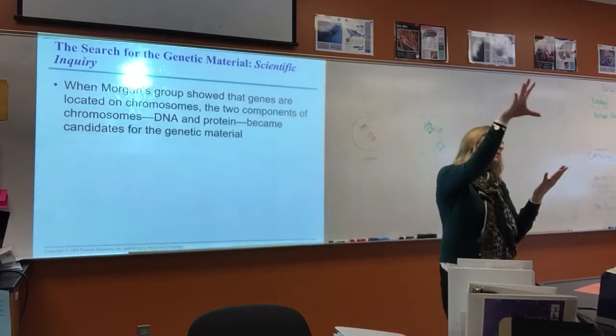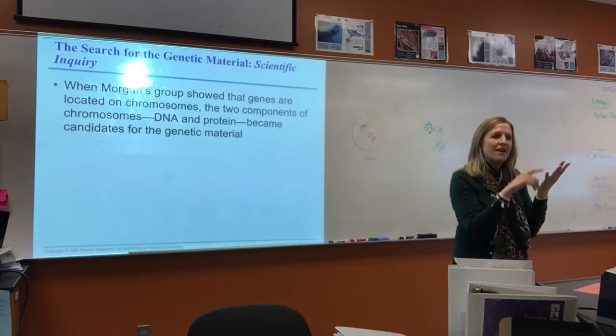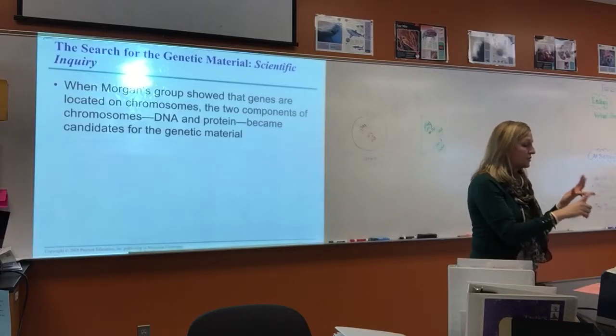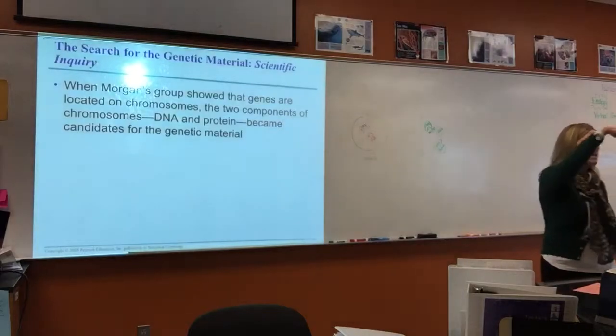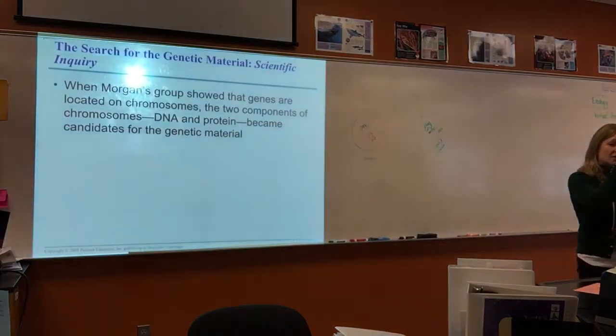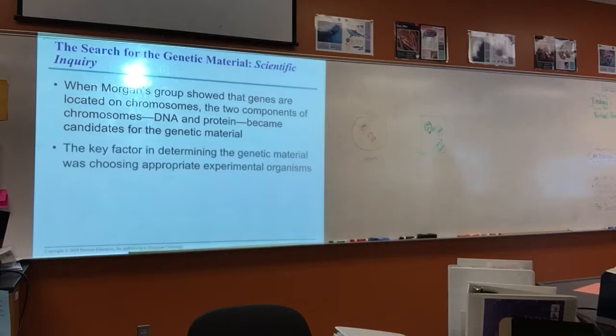So if genes are passed on to kids on these chromosomes, where are these genes at? Are they on the protein part of the chromosome or are they on the DNA part of the chromosome? They didn't know which one that is. Now we know that DNA is wrapped around these histone proteins and that the coding or the genes are on DNA, but they didn't know that. So that's why DNA and protein were the two major candidates.